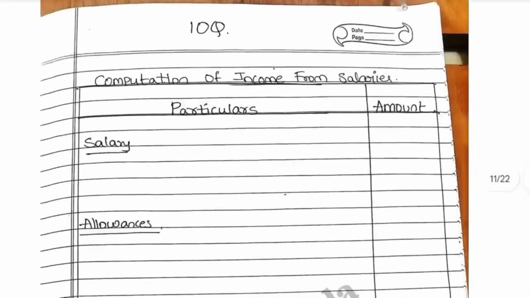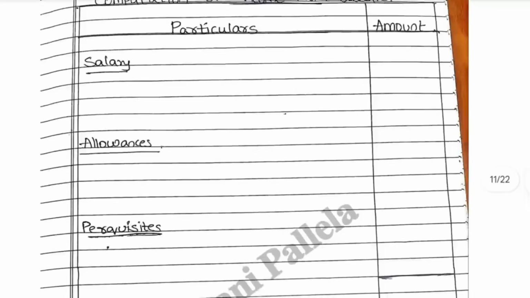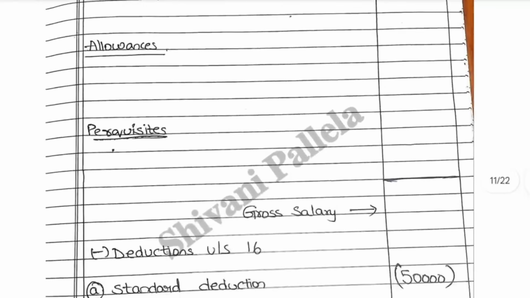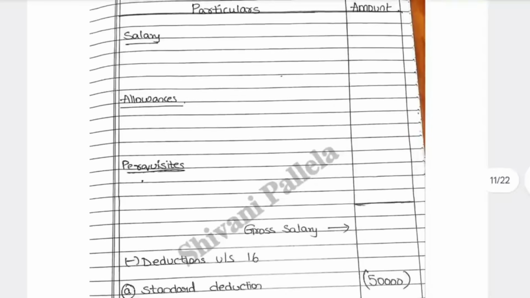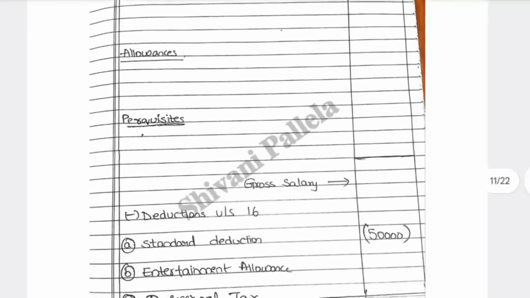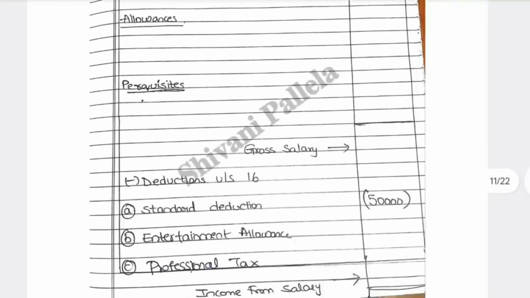Yes or no? Clear? Does anyone remember all these points? 10th question, you will get the income from salaries question. In that, mainly salaries, allowances, perquisites, these all things you need to write. This is the proforma, see. So salaries, allowances, perquisites, then if you add all these things you will get gross salary.